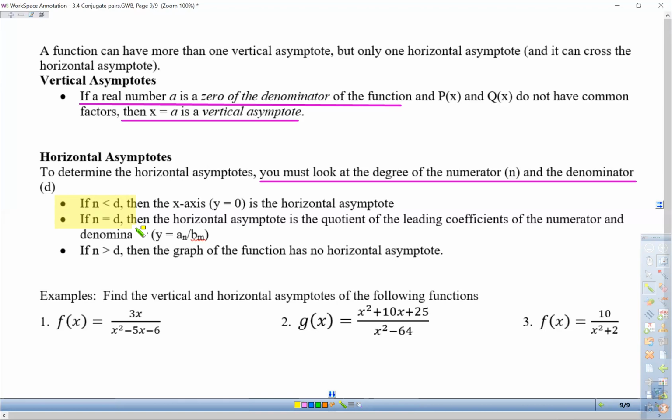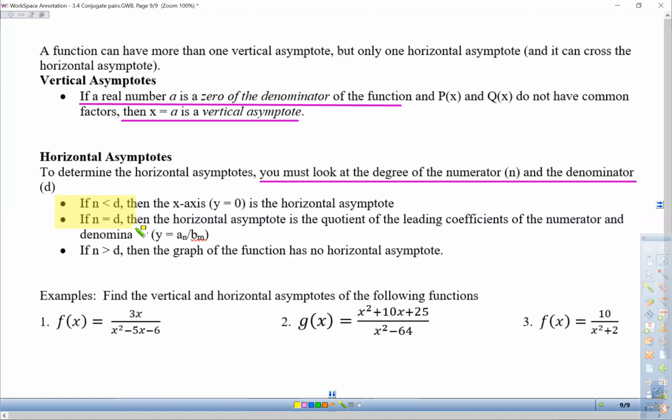So when there's a horizontal asymptote, if there is one, there will not always be one, but if there is one, there is only one. There can't be more than one. Now with the vertical, we could have more than one. So keep that in mind. Make sure you remember that when you're doing these problems.